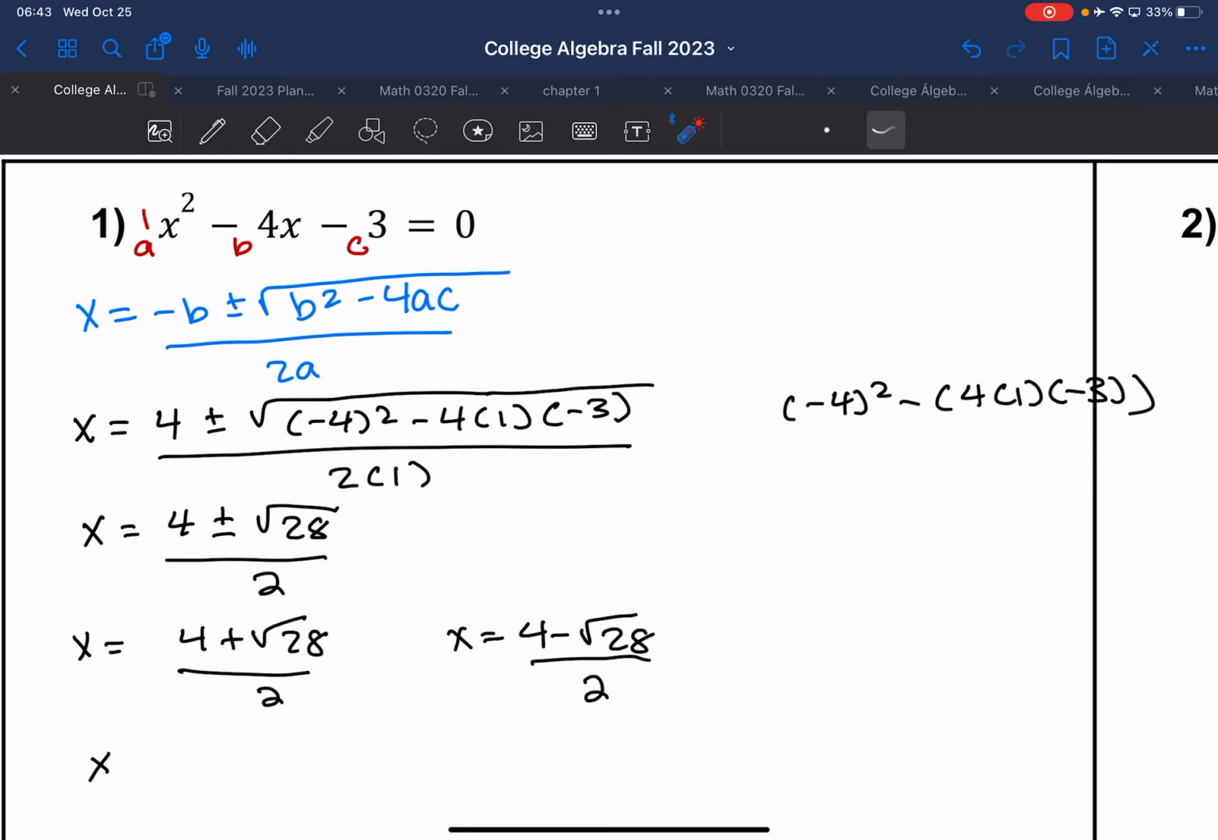I mean, another way you could do it is you could just do this part, -4 squared, and you get 16. And then you could do this part, and -4 times 1 times -3 is a positive 12. 16 plus 12 is 28. So you could break it down as much as you like.